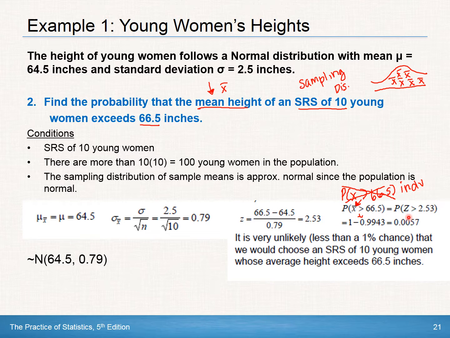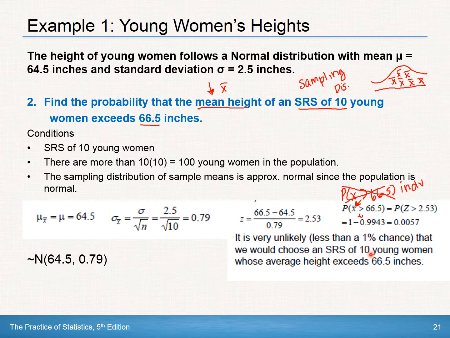Okay, then we have to turn that into a z-score. So there's your z-score, sample minus mean divided by the standard deviation equals 2.53. Back to the same old kind of questions we did before. What probability are we finding with z? That z is greater than 2.53. Use your calculator to get the answer, which is 0.57.